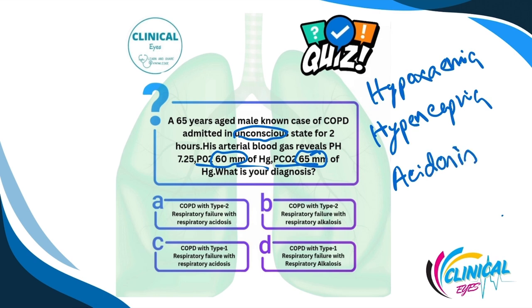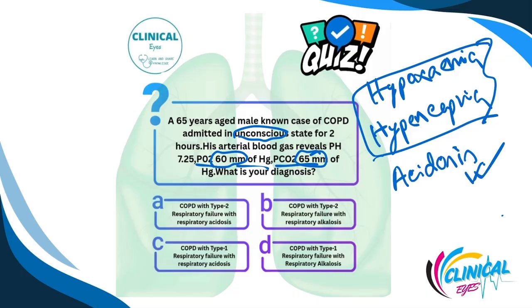We already discussed that hypoxemia and hypercapnia are associated with type 2 respiratory failure. So our appropriate answer is COPD with type 2 respiratory failure with respiratory acidosis.